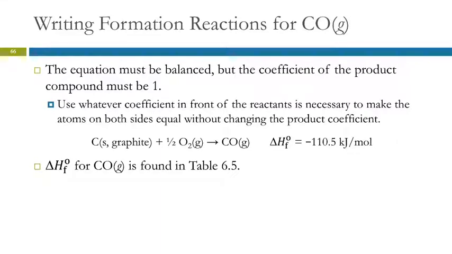So the carbon's fine. We've got 1 carbon here and 1 carbon there, but I need 1 mole of carbon atoms, and these are O2. So I'm going to put a 1/2 coefficient here because I only want half of this. And delta H here, you look it up in the table, it's minus 110.5 kilojoules per mole. Any questions?